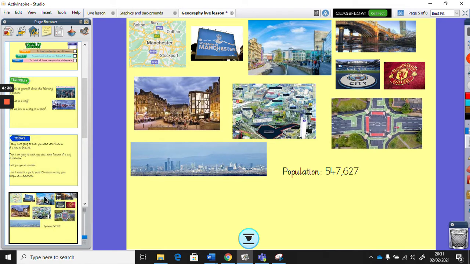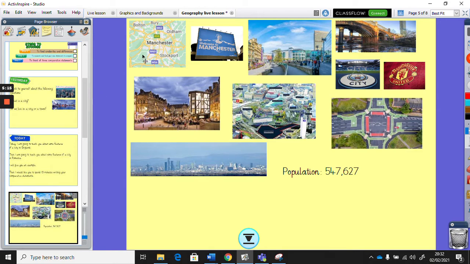Manchester is a really, really large city in England. Its population is 547,627. That's a lot of people. Remember how we said before that to be a city, a city needs to have a population of at least 300,000. So Manchester nearly has a population of double that. That census was from 2018, which means there probably is more people than that now because we're now in 2021.